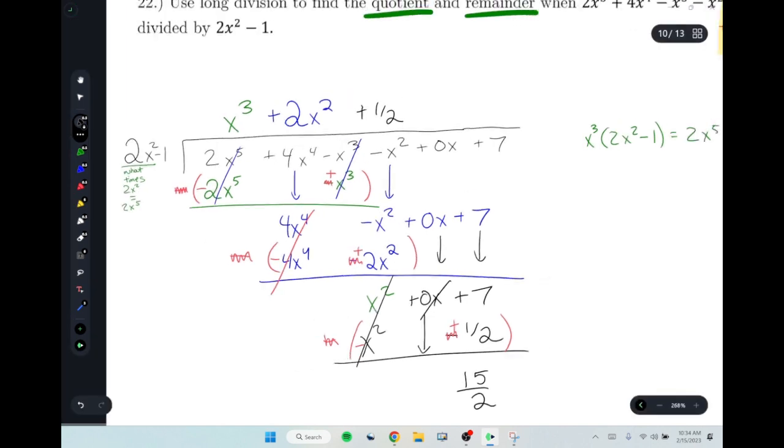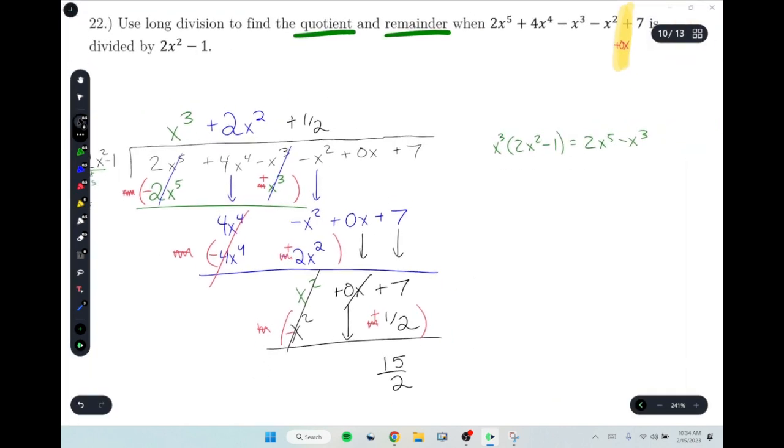Wait, which question is this? I'm going to finish real quick, or I'll just do it on the right here. So what's the quotient, then? The quotient is technically your answer. X cubed plus 2x squared plus a half. And what is your remainder? 15 over 2 divided by 2x. Wait, be careful. Your remainder.